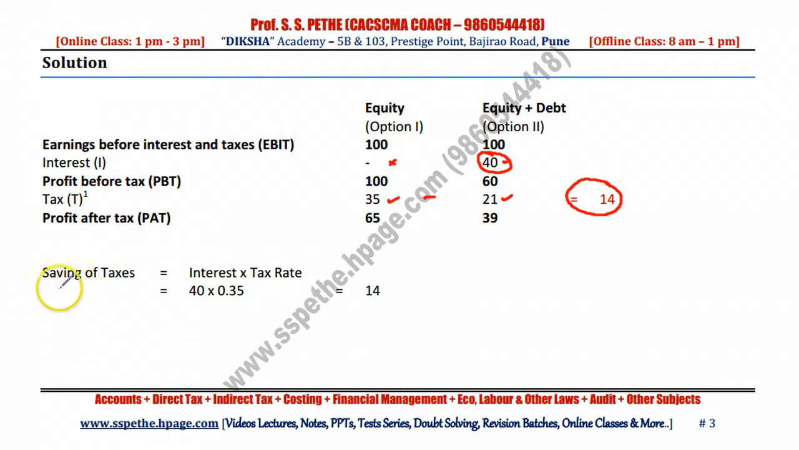डायरेक्टली अगर आपको कैलकुलेट करना है व्हाट इज द सेविंग ऑफ टैक्सेस, तो इसका फॉर्मूला है इंटरेस्ट इनटू रेट ऑफ टैक्स. ये जो आपने टैक्स सेव किया है 14 रुपीज बाय यूजिंग द डेट कैपिटल, यू कैन डायरेक्टली कैलकुलेट. जस्ट यू हैव टू मल्टीप्लाई इंटरेस्ट इनटू टैक्स रेट. 40 रुपीज इंटरेस्ट था इनटू 35%, दिस इज द टैक्स रेट, एंड यू विल गेट 14 rupees of tax shield.